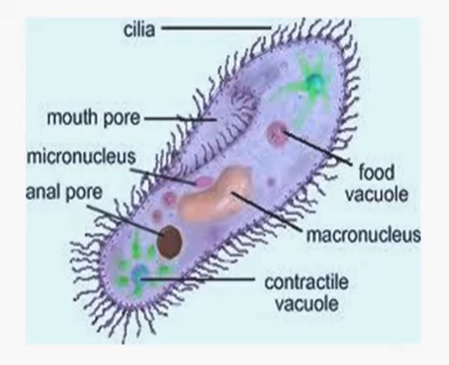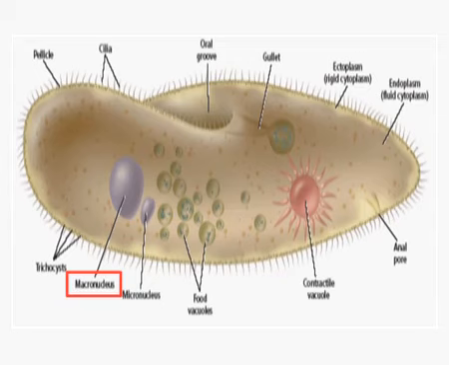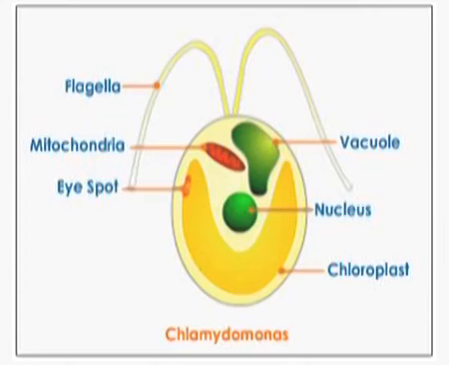Paramecium, where the whole body is covered by cilia. So the movement here is brought about by these cilia. Also, the difference between amoeba, euglena and paramecium is that paramecium contains two nuclei. One is the micronucleus and other is the macronucleus. The micronucleus is reproductive in nature, whereas macronucleus is vegetative.